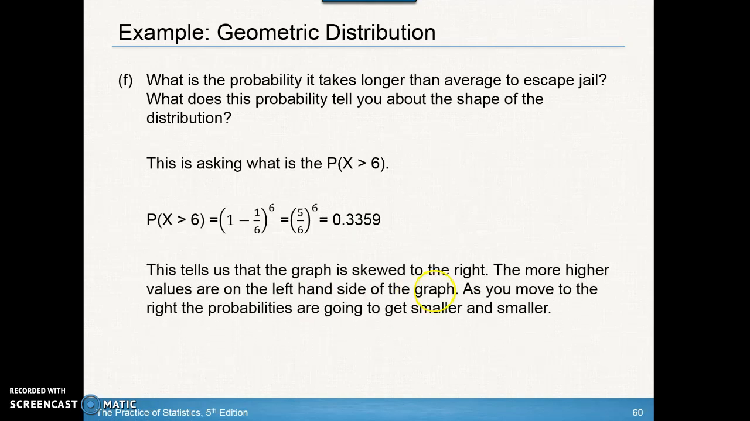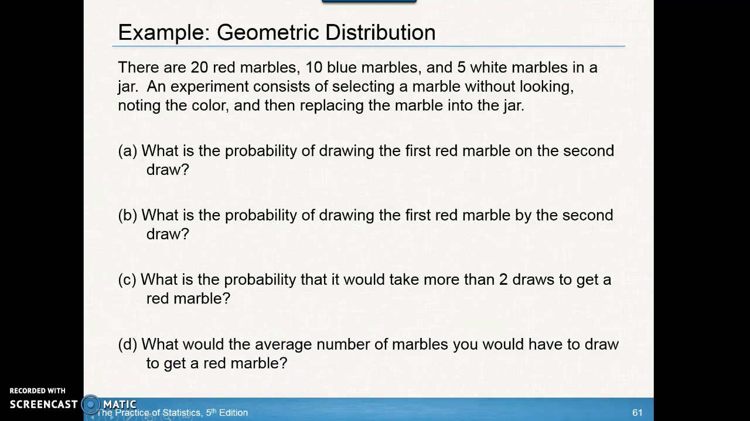So what does this tell us? It tells us that the graph is skewed to the right. Why does it tell us that the graph is skewed to the right? Because as I increase the number of failures before my first success, the probability is getting smaller and smaller and smaller, which means that tail is getting longer and longer and longer. Okay, so go ahead and try this one on your own. I'll go over the answer on the next few slides to see how you did.